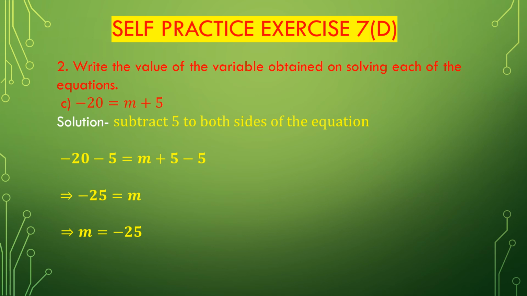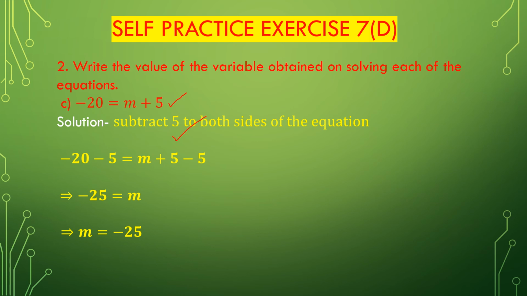Now we solve question number third bit C. Minus 20 equal to m plus 5. This is the equation given and we have to solve the value of the variable m. Here on right hand side m plus 5 is given. So we know subtraction is the inverse operation of addition. Here plus 5 is given, so we have to subtract 5 to both sides of this equation.